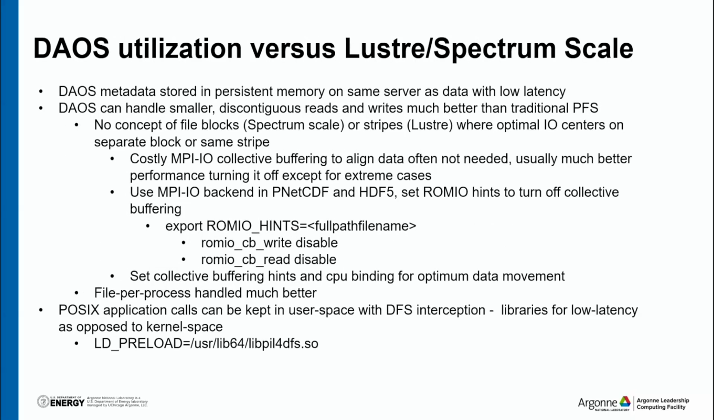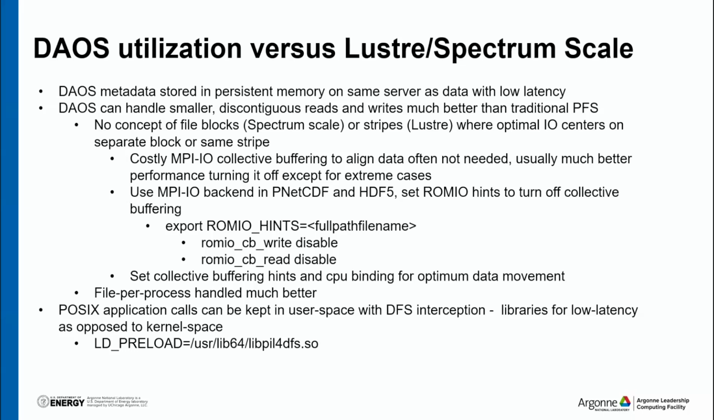So just a couple things about how to best utilize DAOS versus Lustre or GPFS Spectrum Scale. One thing about DAOS is the metadata is stored in persistent memory, as Kaushik and Gordon have alluded to, on the same server as data with low latency. So DAOS handles smaller, discontiguous, unaligned reads and writes much better than a traditional parallel file system. There really is no concept of alignment in terms of the objects that are getting stored.